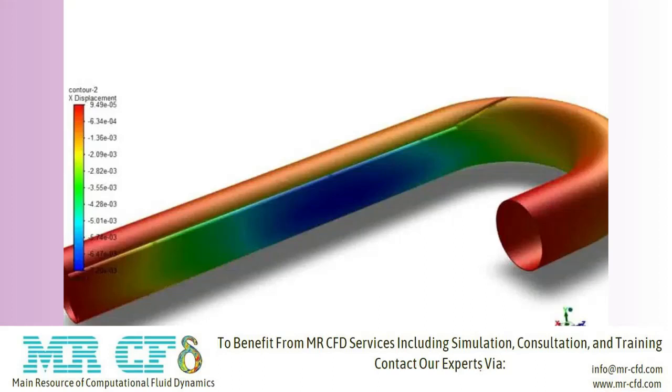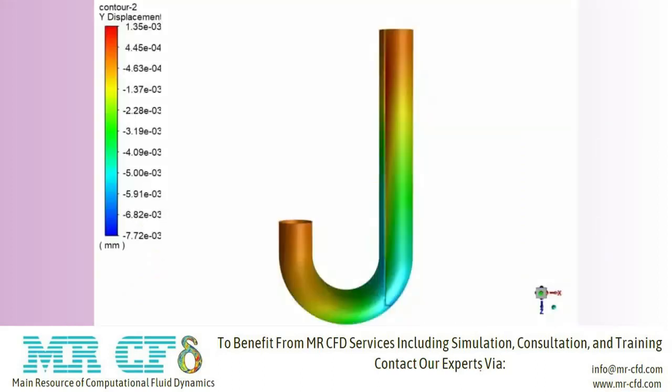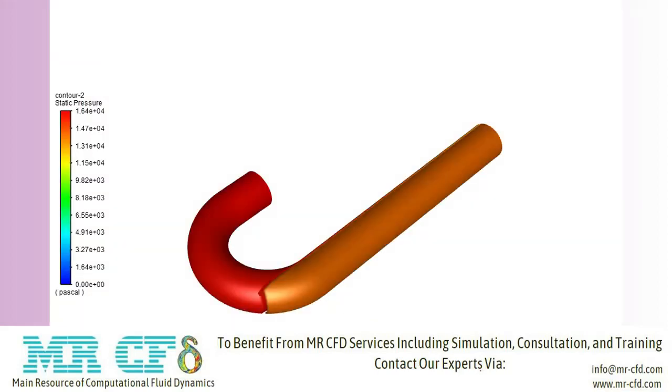Now, in this slide, as you can see, the X displacement of the Lumen vessel walls is shown. And for example, in this slide, you would be able to see the Y displacement over the Lumen vessel walls. And finally, in this slide, you will be able to see the pressure distribution over the Lumen vessel walls due to the motion of the fluid flow inside this vessel.